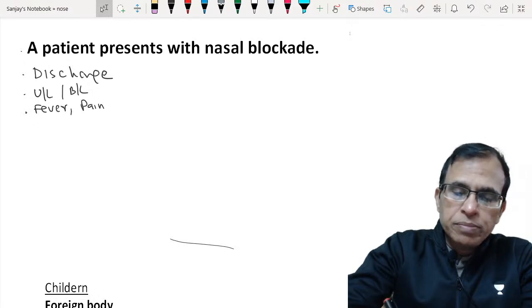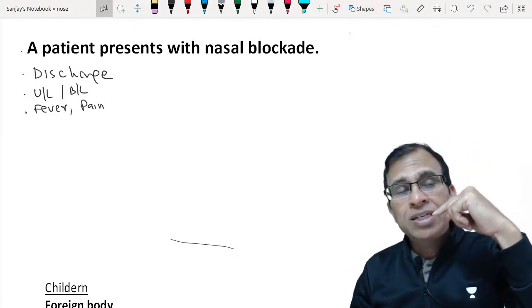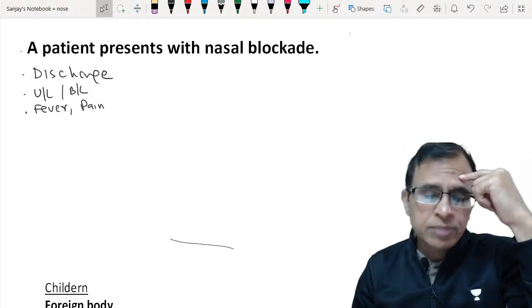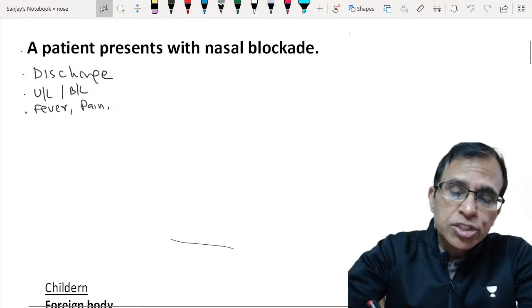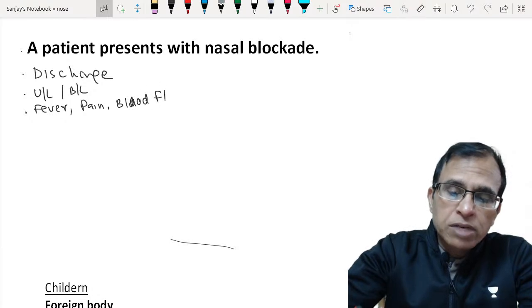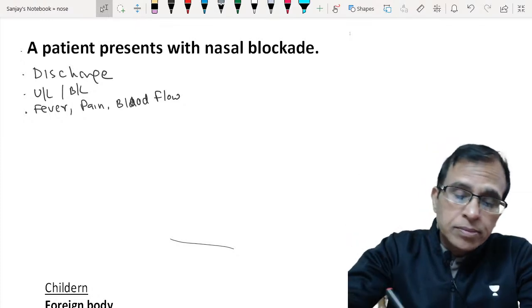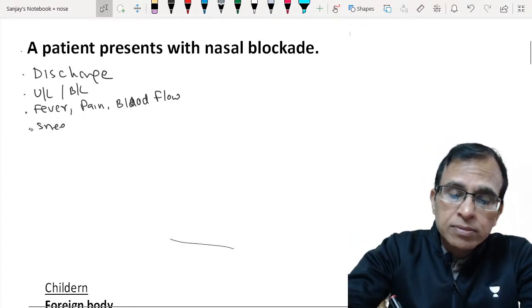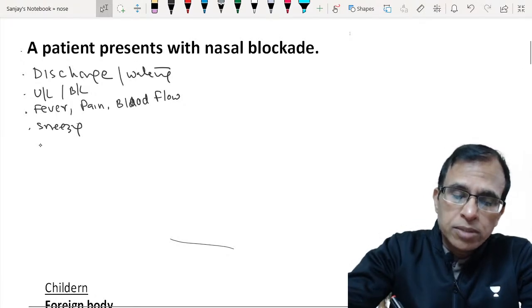pain in the nose, not only nose pain, sinusitis can cause pain in the teeth, pain in the ear, pain in the head. DNS can cause headache. So pain anywhere, pain, discharge, then blood flow or blood stained nasal discharge, things like that. Sneezing. This discharge can be watering also. You can use the word watering of the nose, sneezing.